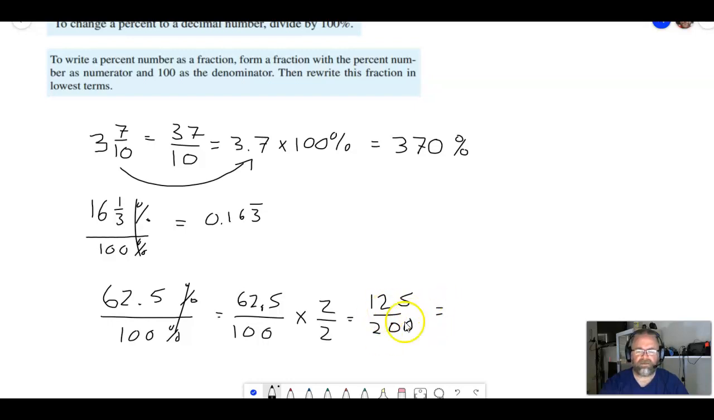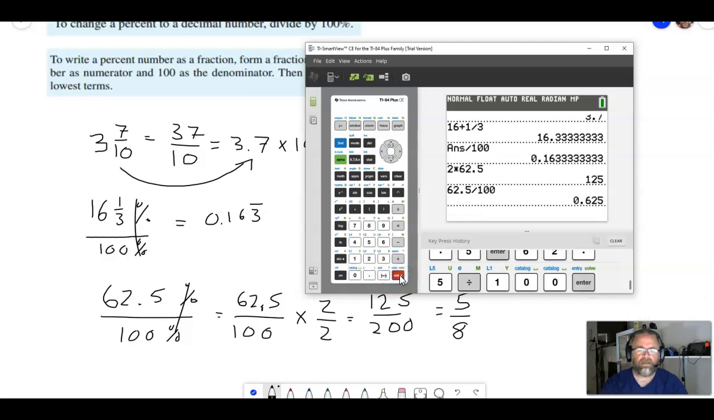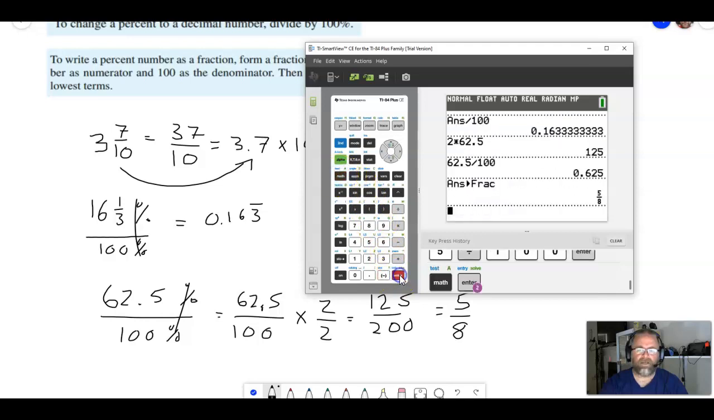And then I can see that 25 goes into both of these. 25 goes into the top 5 times, and it goes into the bottom 8 times. So that would be my final fraction. Now if I wanted to use my calculator, I could just do 62.5 divided by 100. And then I could convert that to a fraction. So math, fraction, and it would give me the fraction in lowest terms. So it would give me the 5 over 8.